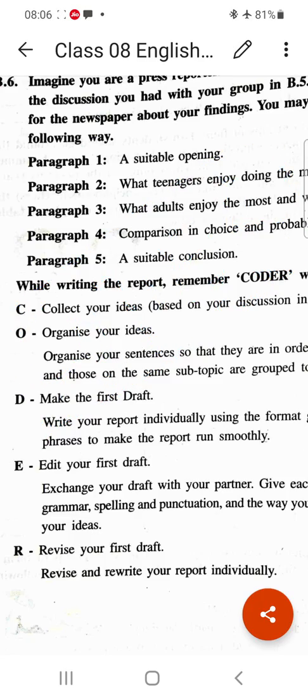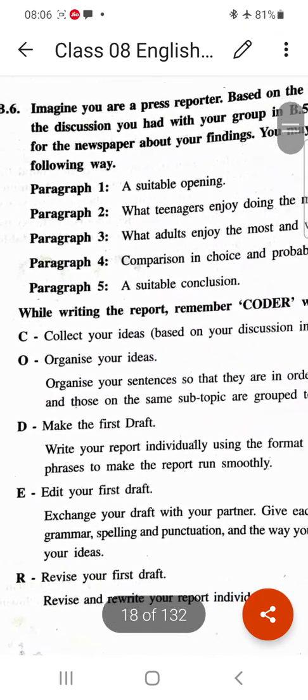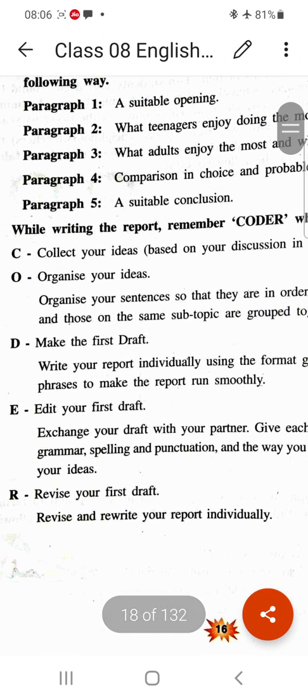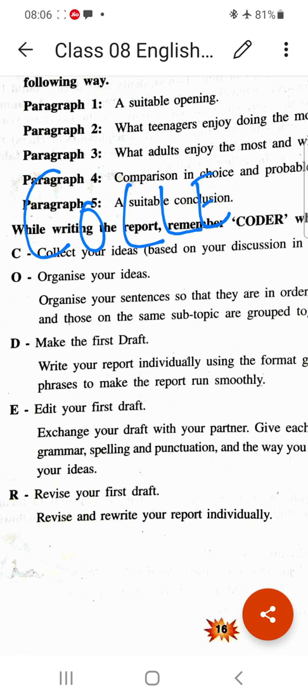Let's begin. C. What does C stand for? C stands for collection of the ideas. Whatever I want to write, I must have some idea, and for that we need to collect the ideas.